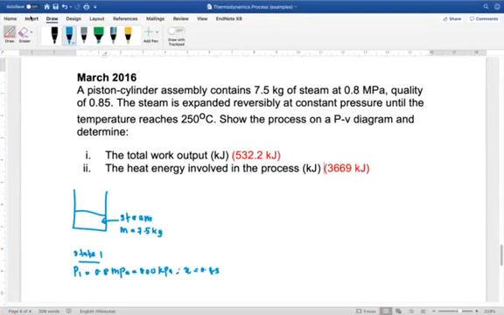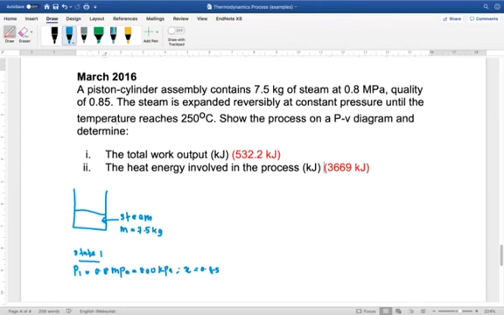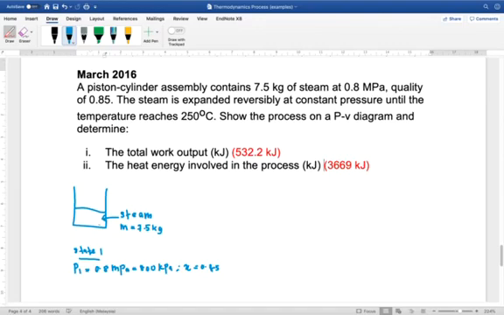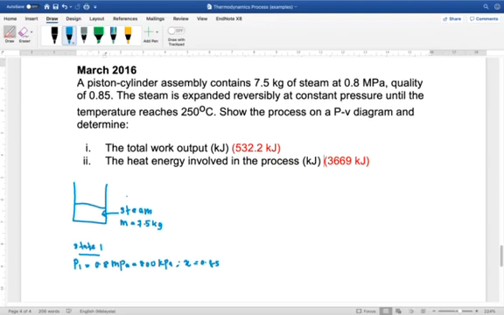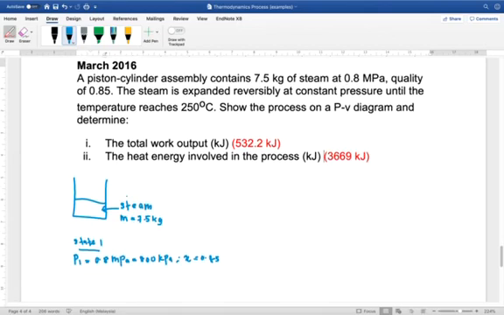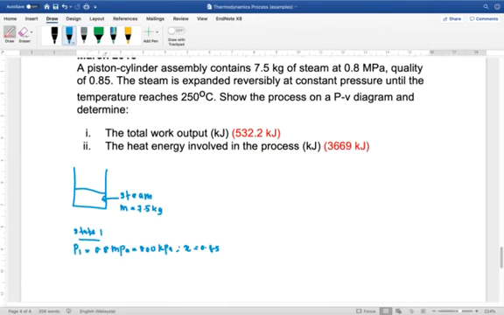So let us solve this exam question from March 2016. This question is about a piston cylinder device containing 7.5 kilograms of steam at a pressure of 0.8 MPa and a quality of 0.85. So I write here state 1: P1 is equal to 0.8 MPa, which is 800 kPa, and the quality is 0.85.